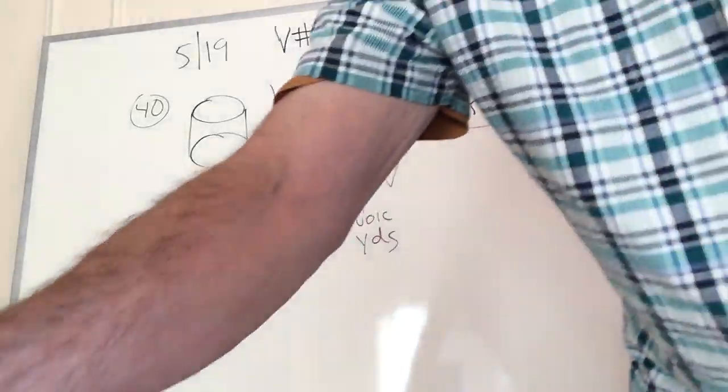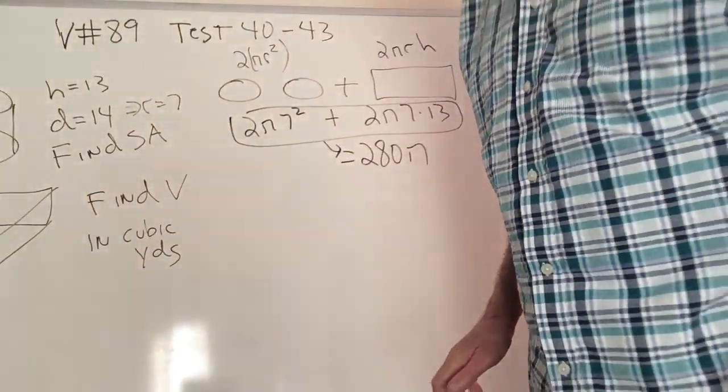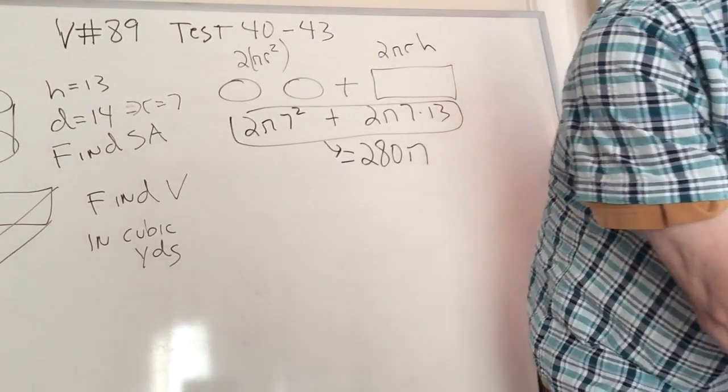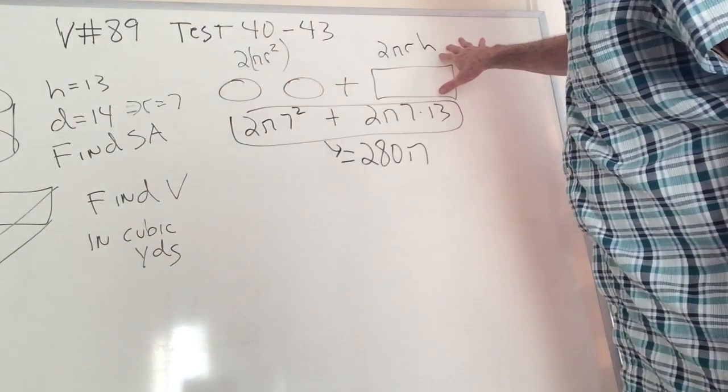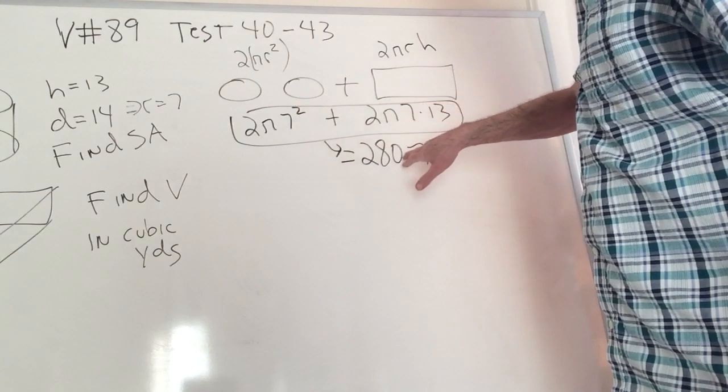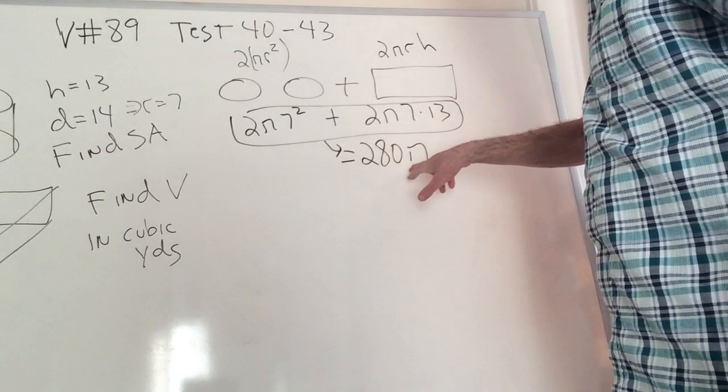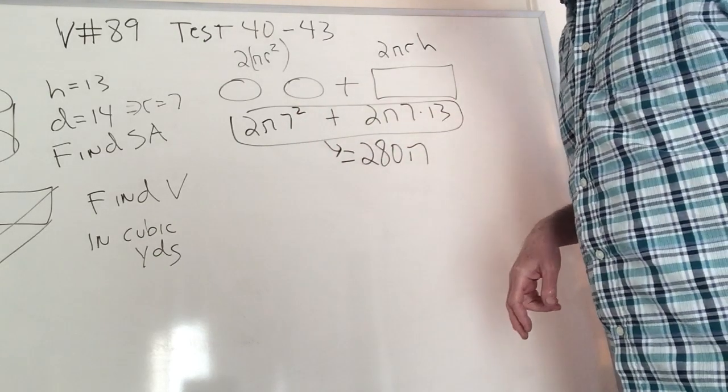So you plug in your values. Here you go. Here, we'll fix this up a little bit, making sure that we got everything here. So there you add everything up, pi's like terms. And when you do all this math, you come up with 280 pi.